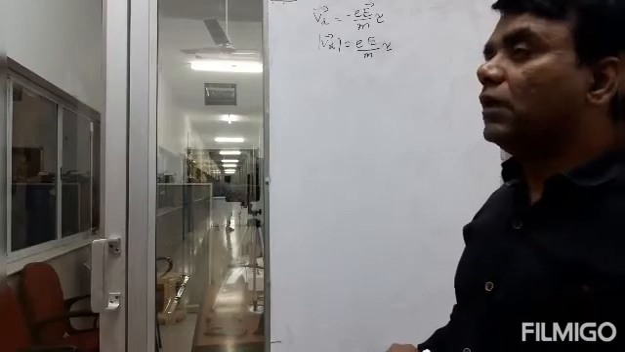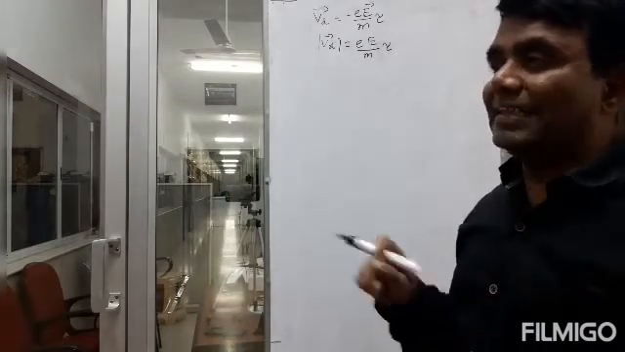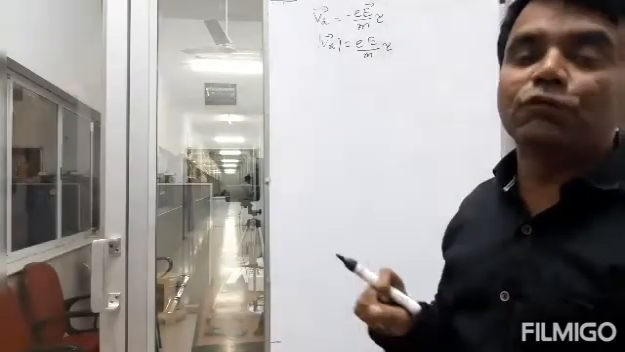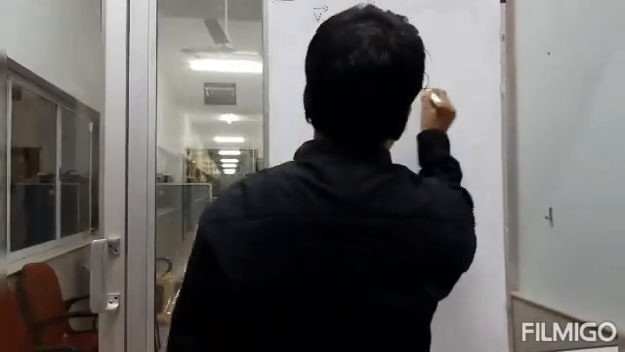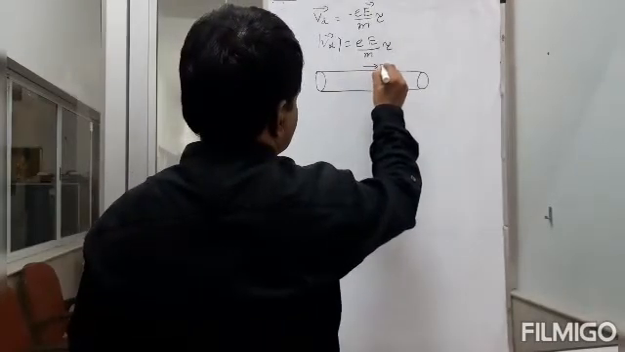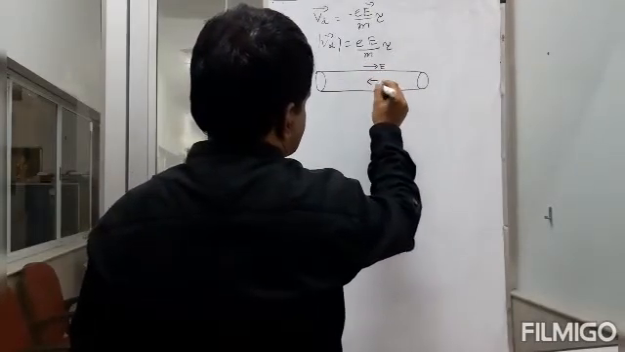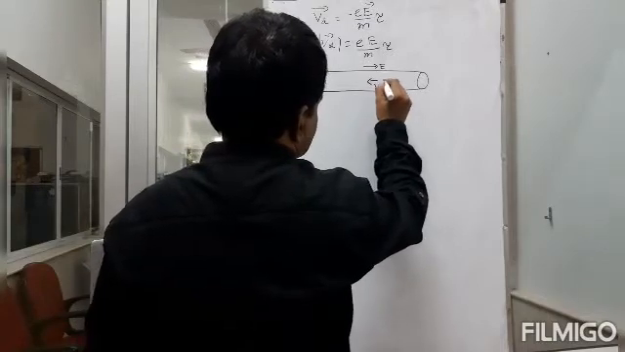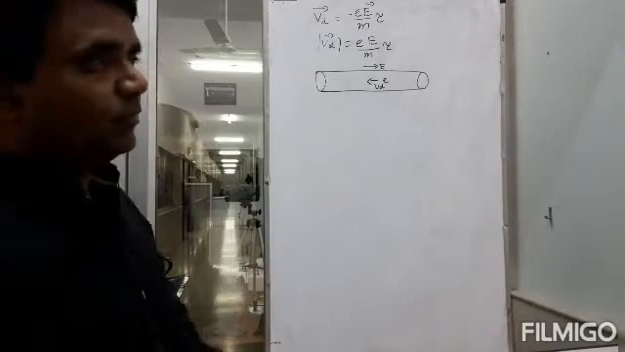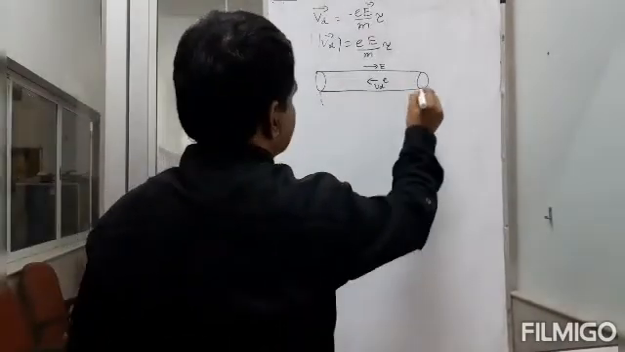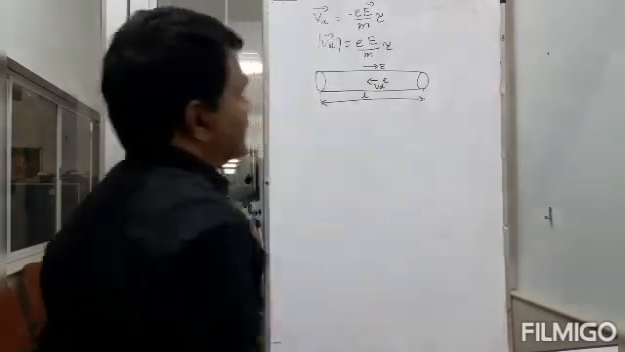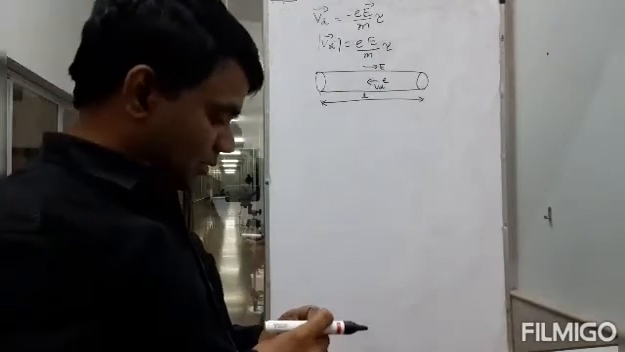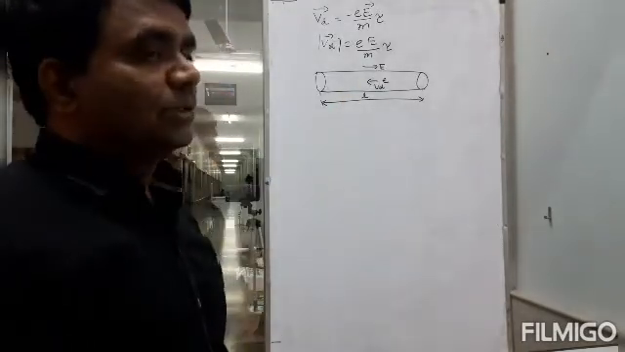Okay, so let us see how we can connect it with the current which is flowing through the conductor. Let me take a conductor like this. We said E is applied in this direction, and the electron is moving in this direction, Vd. And we said L is the length of the conductor. How can I find the current through this?